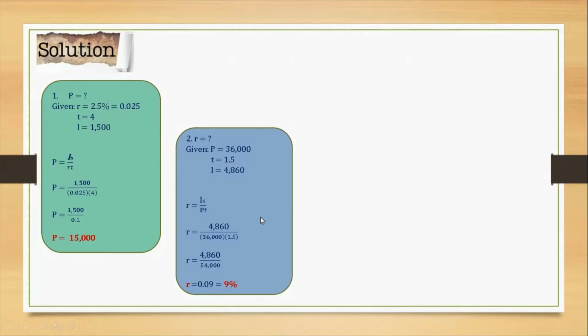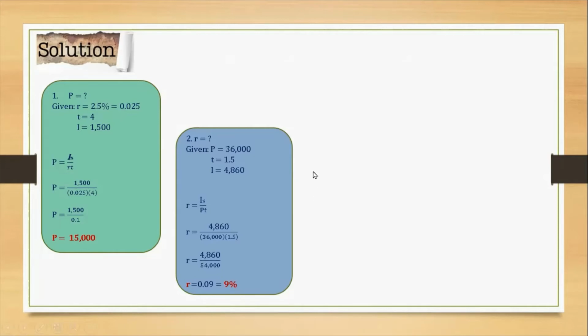And now you operate them, starting with the denominator, 36,000 times 1.5, that is 54,000. And after that, 4,860 divided by 54,000, that is 0.09, or simply equal to 9%. Therefore, R is equal to 9%.